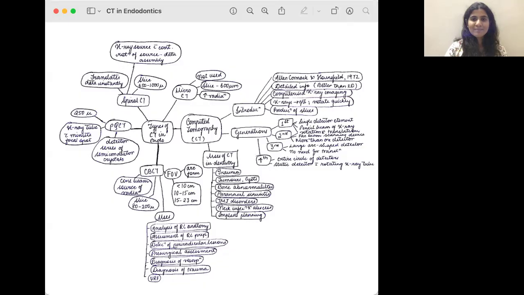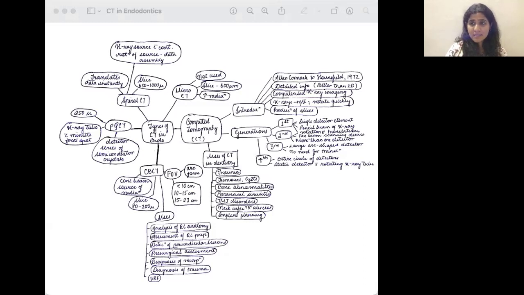To keep it a little simple, I have drawn a mind map for you all. I shall be sharing the mind map with you all. So, why do you think we need a three-dimensional radiographic assessment of teeth and the surrounding structures? Well, whatever radiographs are initially taken, they fail to give us the important data. It was Alan Cormack and Hounsfield in the year 1972 who introduced CT, that is computed tomography.